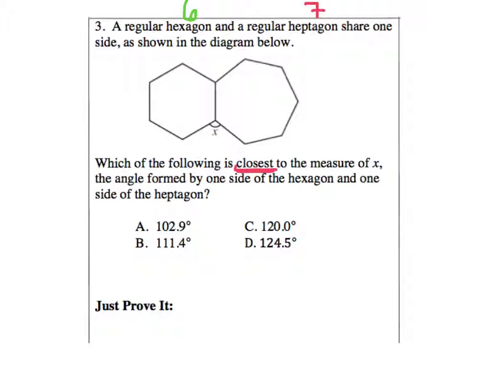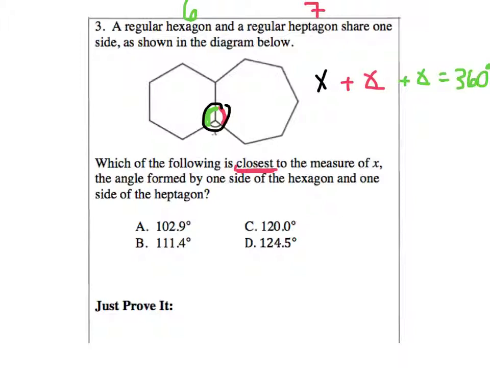Well, we know that angle x plus this red angle right here plus this green angle right here is equal to 360 degrees. And we know this because they form a circle, and a circle has 360 degrees. So let's figure out what these angles are.